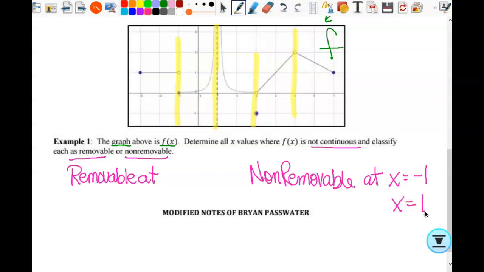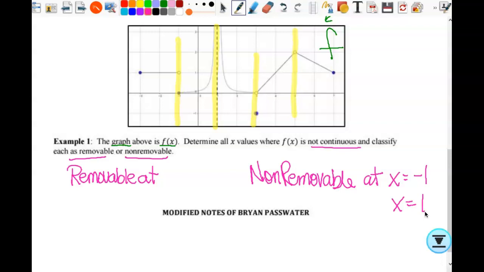Technically, we call it what? Asymptotic, or infinite. Asymptotic is another fancy way to say it. It's the same thing. It's an asymptote, so it is an asymptotic discontinuity. It's just a different form of the word. It makes you sound way smarter than infinite, right?